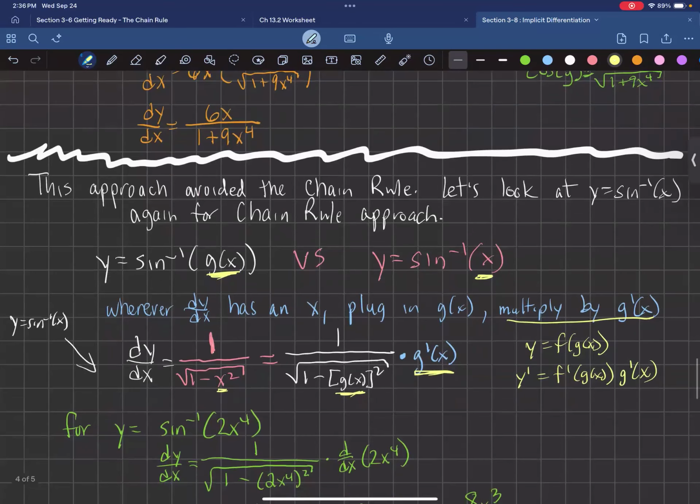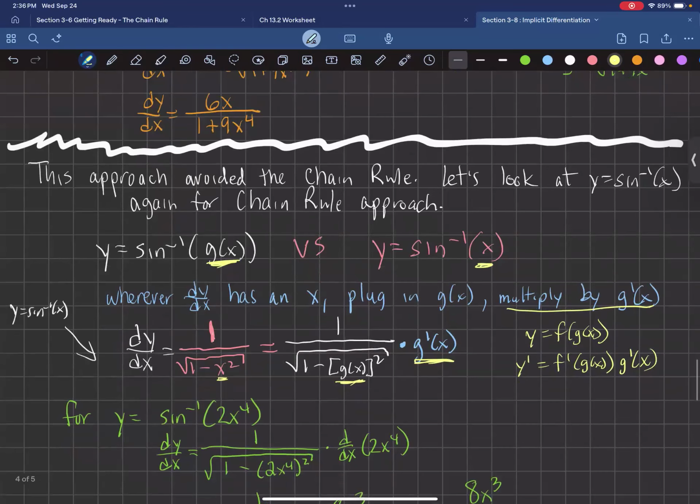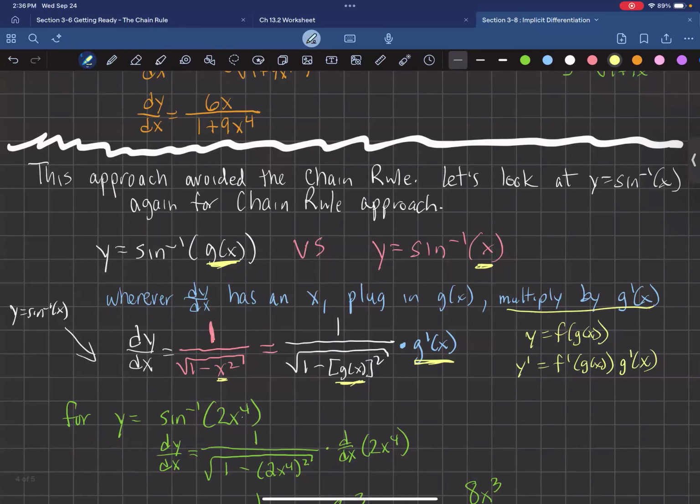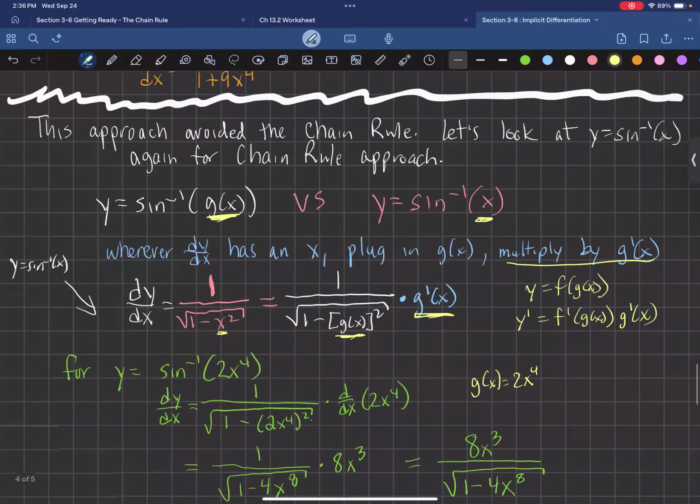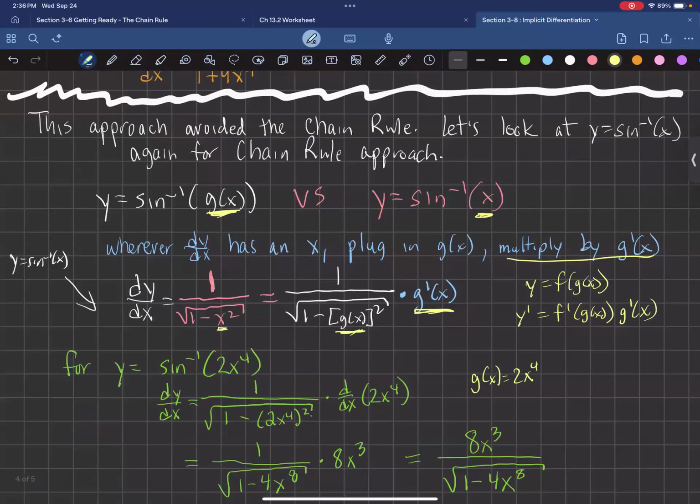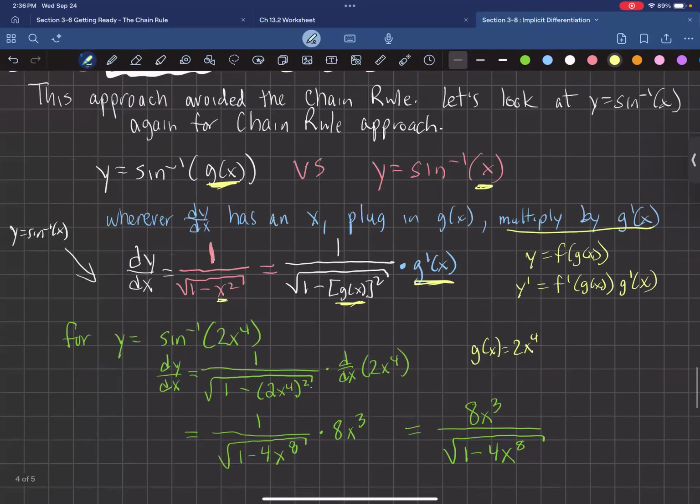So we could do this for something like sine inverse of 2x to the 4th. Using the formula, the g of x here is 2x to the 4th. So we're going to put that in parentheses with the square root on the bottom and square it, and then we multiply by the derivative of it. When we square 2x to the 4th, we get 4x to the 8th. So the bottom is the square root of 1 minus 4x to the 8th. We're multiplying it by the derivative of 2x to the 4th, which is 8x cubed. And then instead of leaving them as separate things, I put them together. 8x cubed is on top.